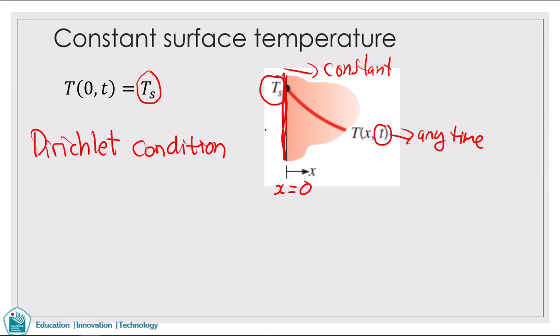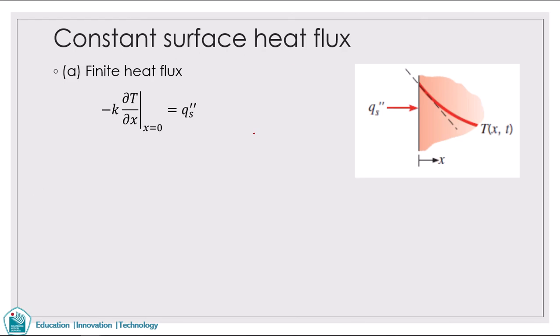The second condition corresponds to the existence of a fixed or constant heat flux. So there will be a heat flux coming to the surface. The first case, the constant surface heat flux, is called the finite heat flux. Remember, this will be equal to the surface heat flux: the gradient of the temperature is equal to the heat flux.